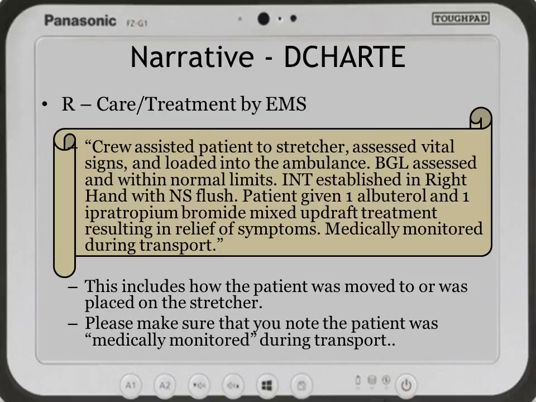The R in the mnemonic stands for care and treatment by EMS. For example, crew assisted patient to stretcher, assessed vital signs, and loaded into the ambulance. Blood glucose level assessed and within normal limits. IV established in right hand with normal saline flush. Patient given one albuterol and one ipratropium bromide mixed updraft treatment, resulting in the relief of symptoms. Patient medically monitored during transport.